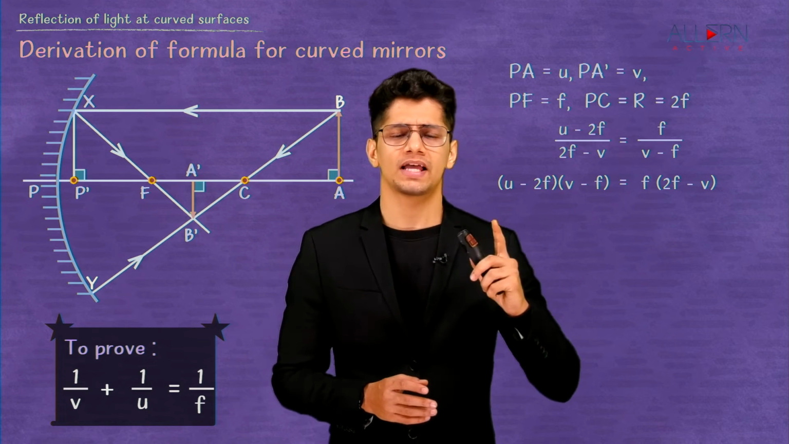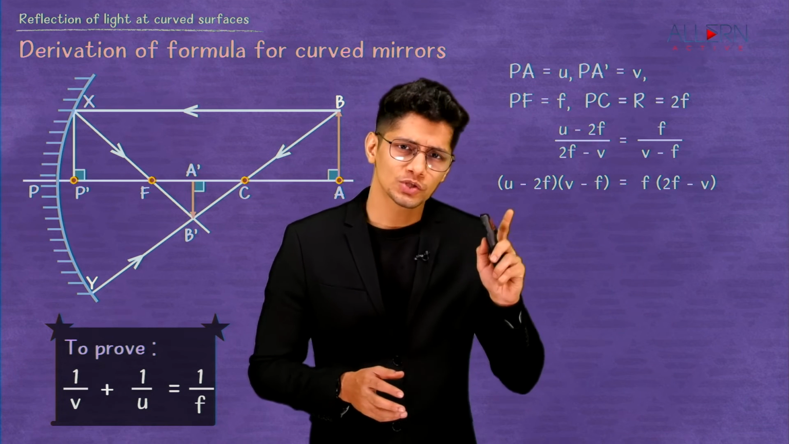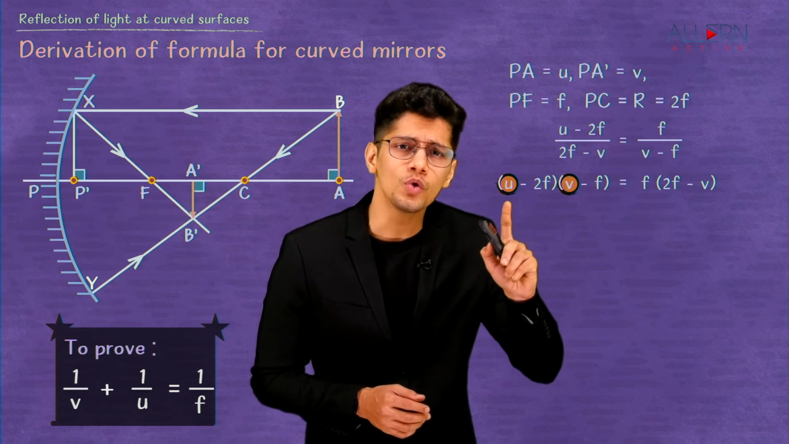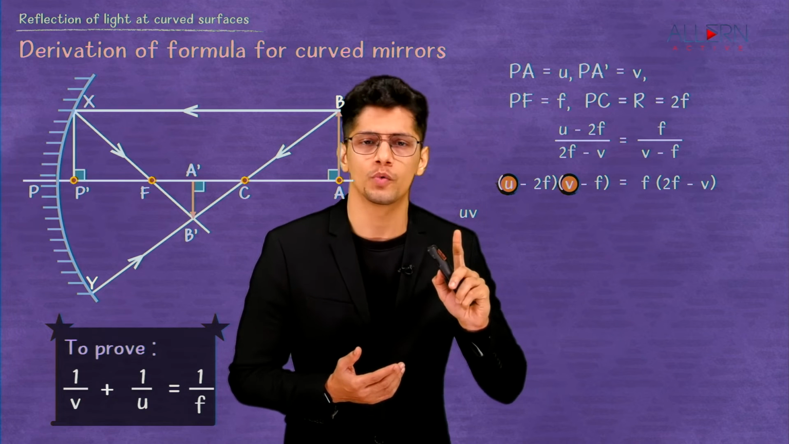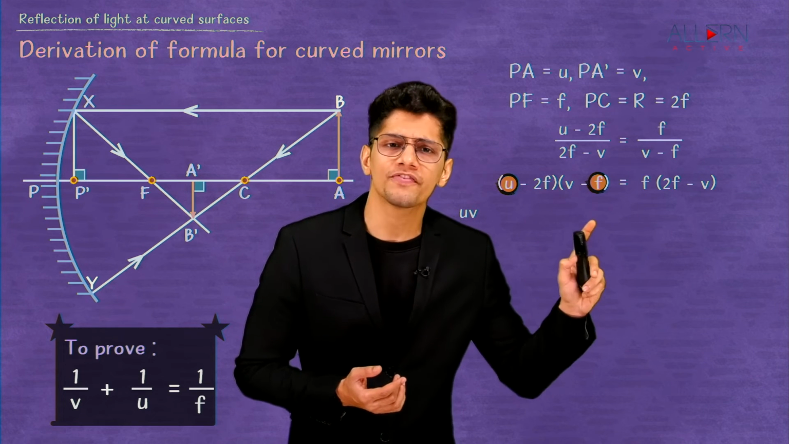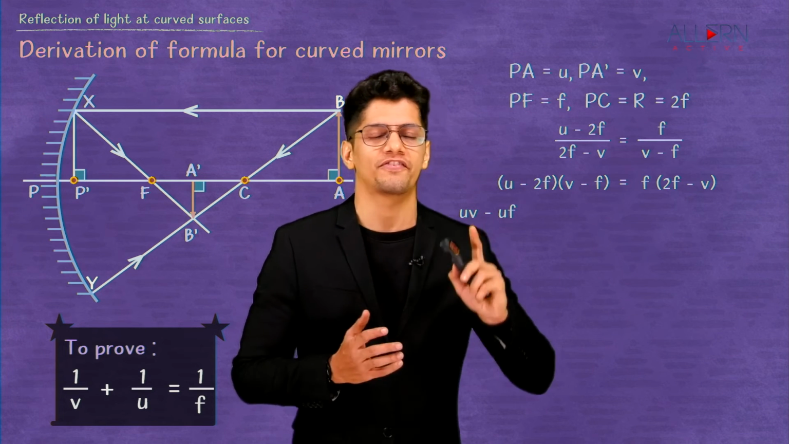Now on the left hand side, we have two brackets. That means we have to open the bracket first of all, so this first term into the entire bracket. So first of all, we have u into v, which becomes what? uv, right? So we write uv over here. Now u into f becomes uf. And what would be the sign? Minus sign. So we write minus uf.